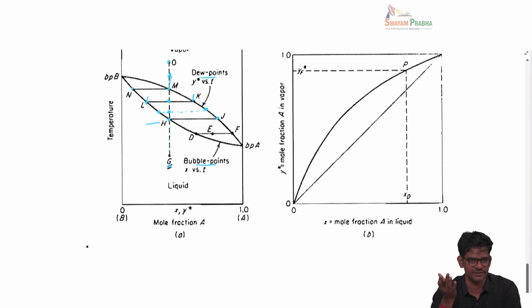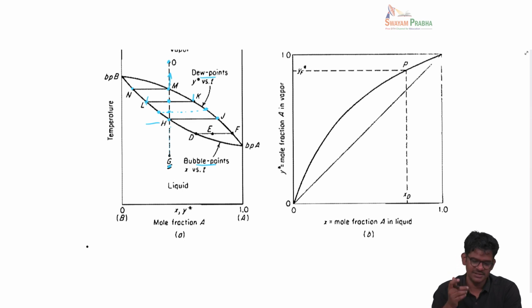So the envelope of many bubble points gives you the bubble point curve. Similarly, the last point at M is the last droplet that is evaporating. Okay, and that we call a dew point.